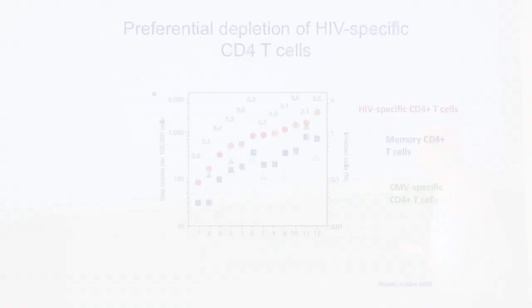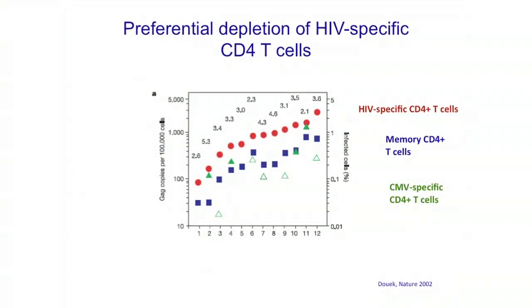Well, it basically goes back to this study by Danny Douek, and he didn't do anything wrong, but what you can see here is 12 patients listed, and the red dots are the HIV-specific CD4 cells. And the squares are the general memory CD4 T cell population. And what you can see here is that the percentage of infected CD4 T cells is always higher in the HIV-specific CD4 cells than the memory CD4 cells. So that led to the conclusion that HIV-specific CD4 cells are preferentially infected and depleted.